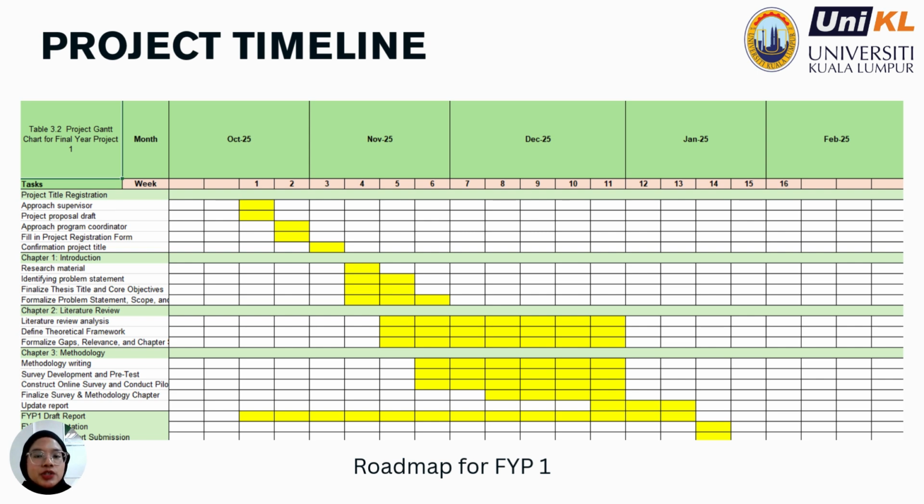Okay, this slide shows the project timeline for my Final Year Project 1. It includes the stages of topic selection, proposal development, literature review, questionnaire design, data collection planning, and report writing activities that will be carried out throughout the semester. Each activity is arranged systematically to ensure the research is conducted in an organized and structured manner.